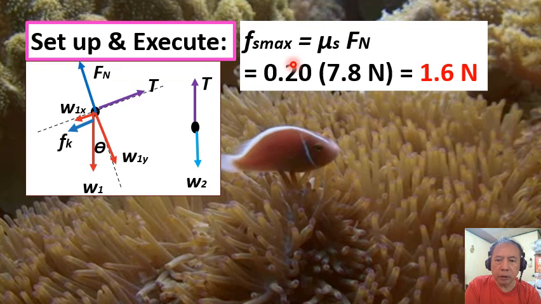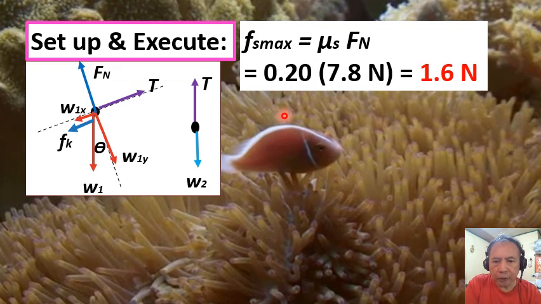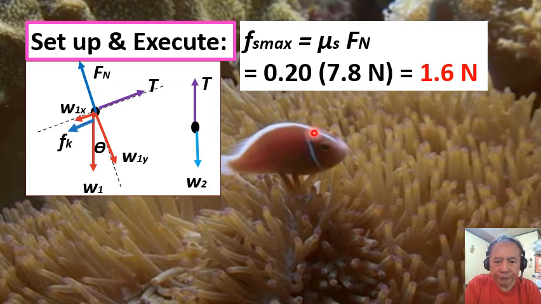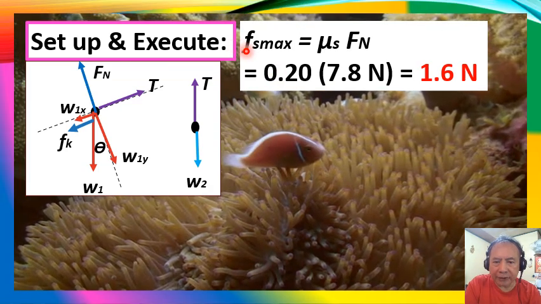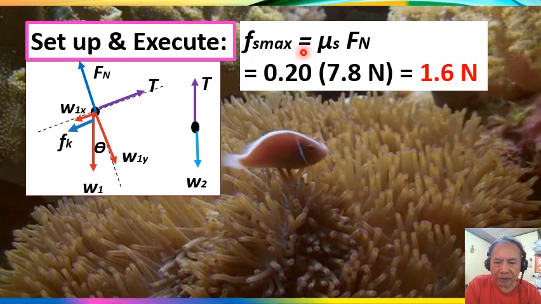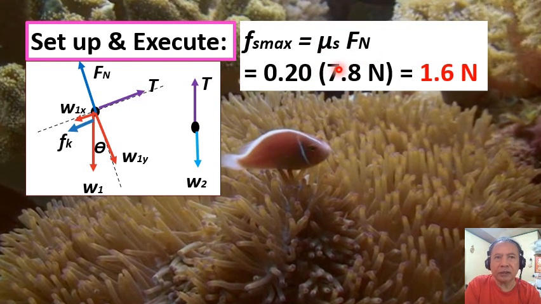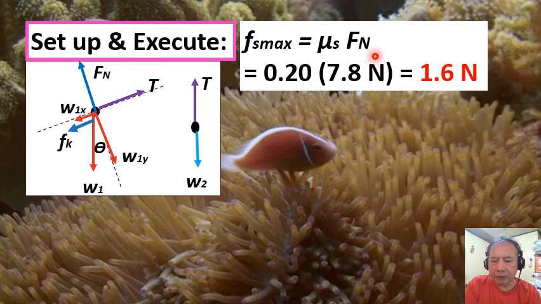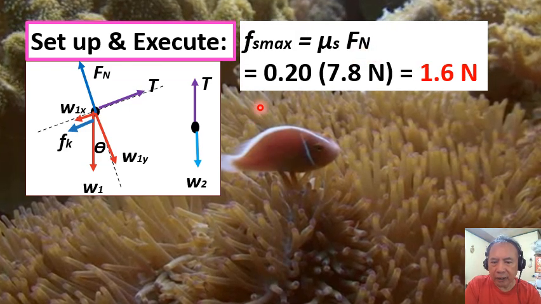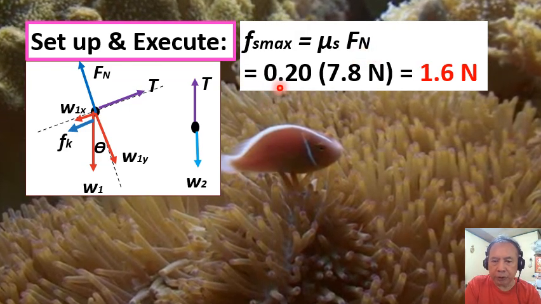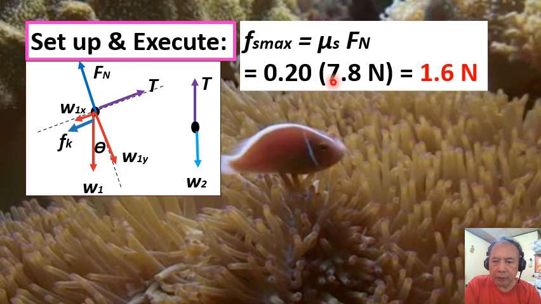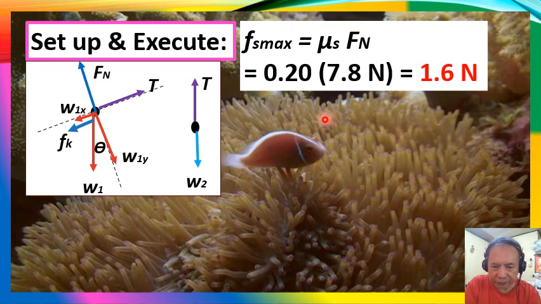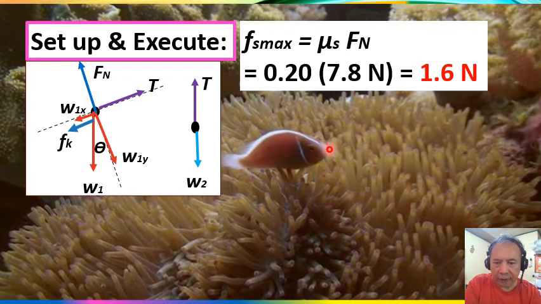We also include the computation for the maximum static friction, labeled as Fs max, and that is just equal to the product of the coefficient of static friction, mu s, times the normal force Fn. That is, Fs max is equal to 0.20 times 7.8 newtons, and that gives us 1.6 newtons.